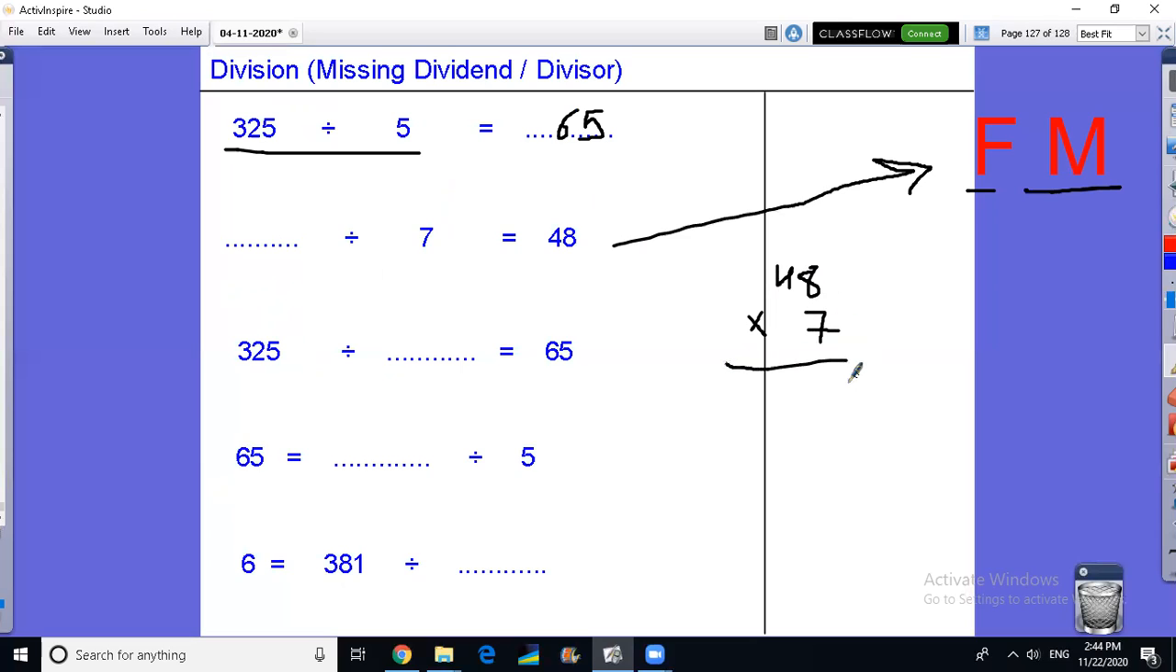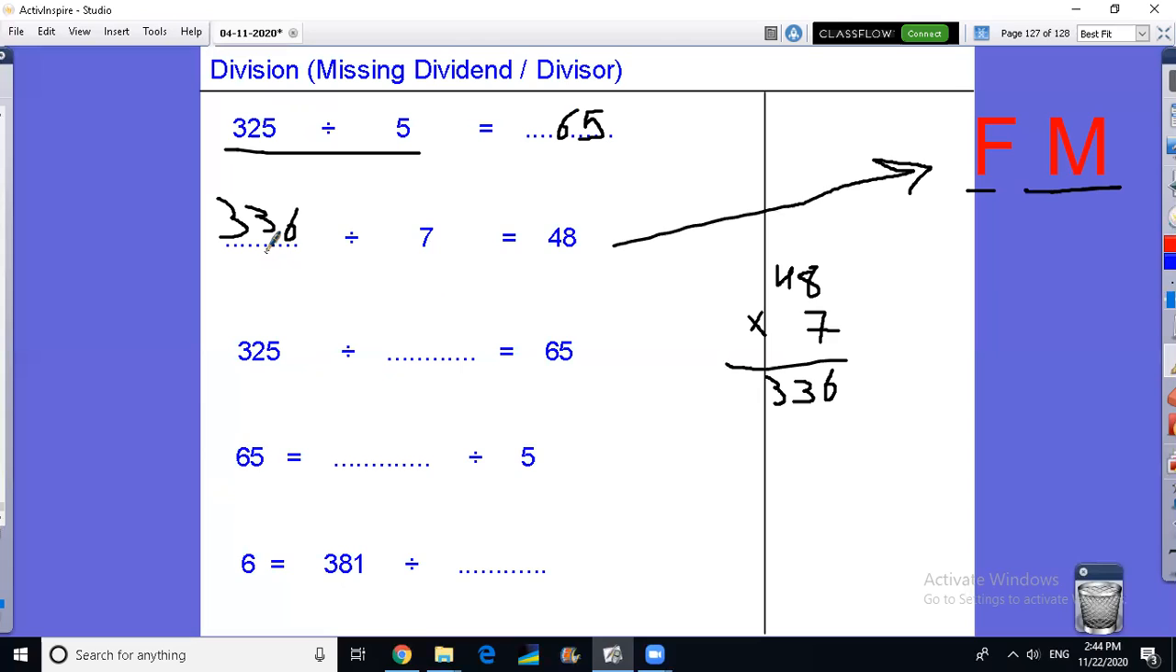You just do it, you're going to find that 7 times 8 is going to be 56. Carry the 5, here 28 and 5 is going to be 33. So 336, and this is your answer, 336. All right, and do we always multiply, mister?